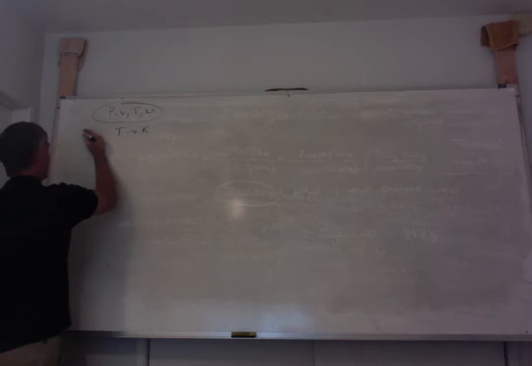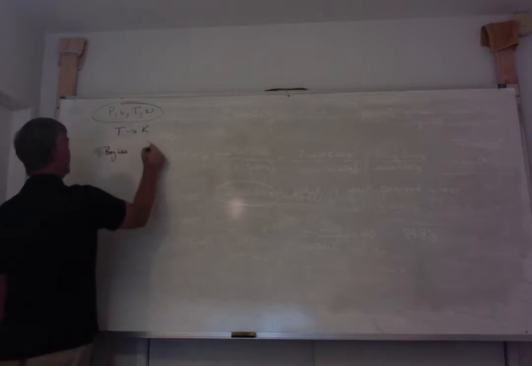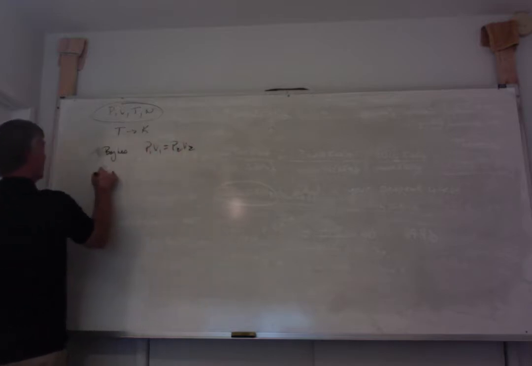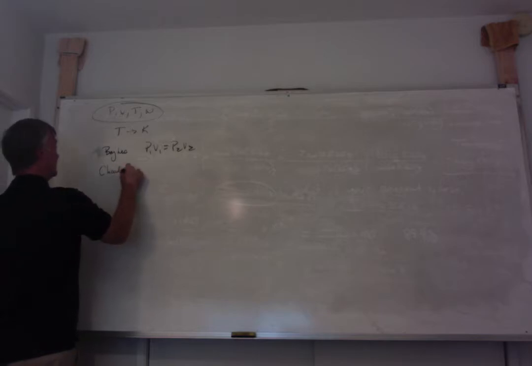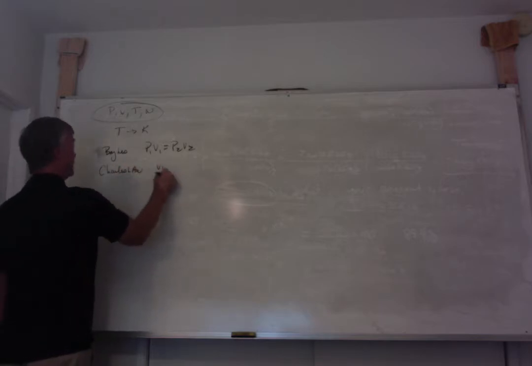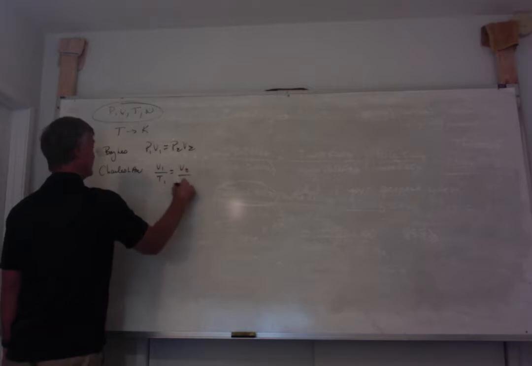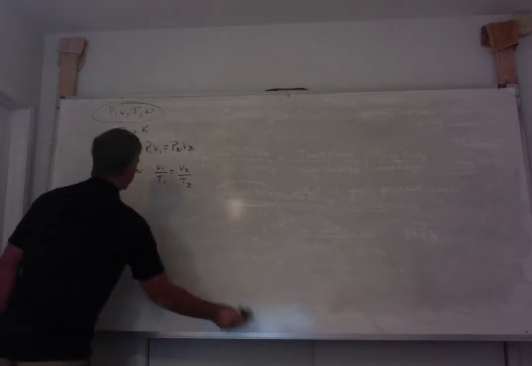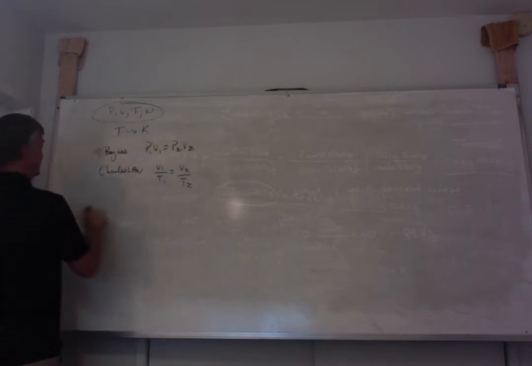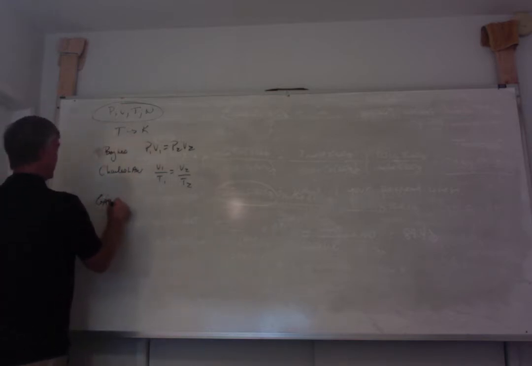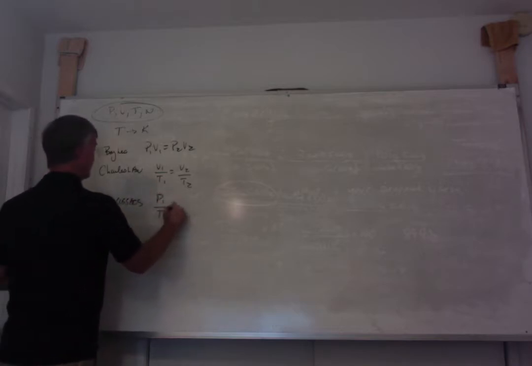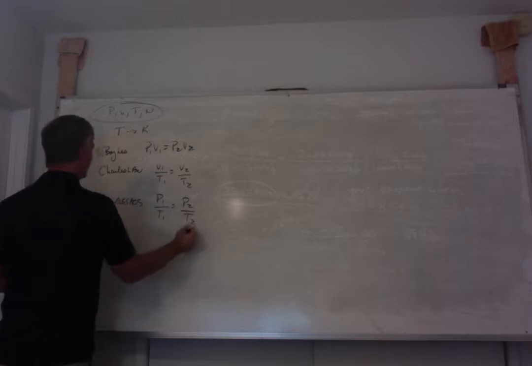We started with Boyle's law. Boyle's law is P1V1 equals P2V2. Charles' law is V1 over T1 equals V2 over T2. And Gay-Lussac's law, I should say, is very similar. It's P1 over T1 equals P2 over T2.